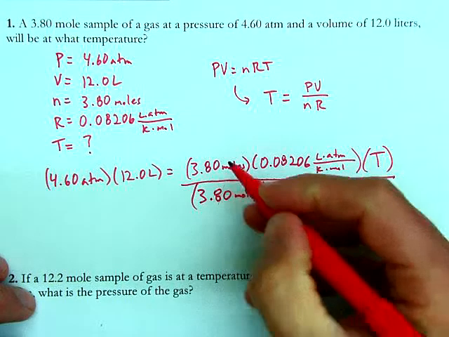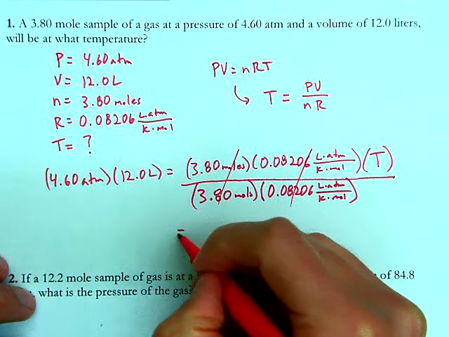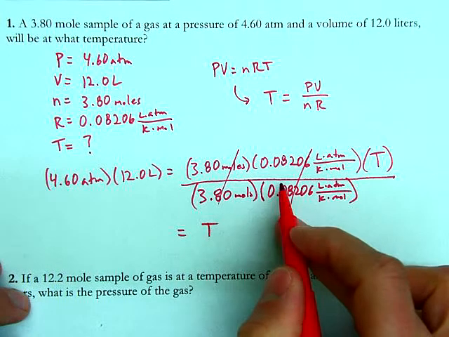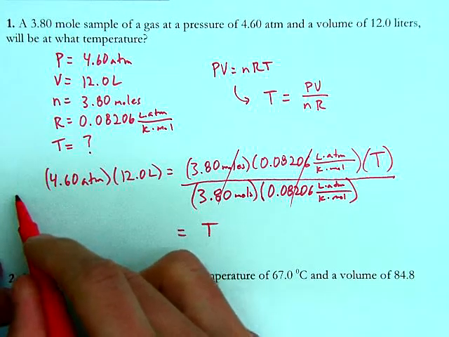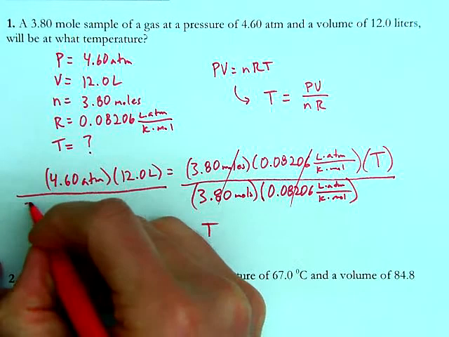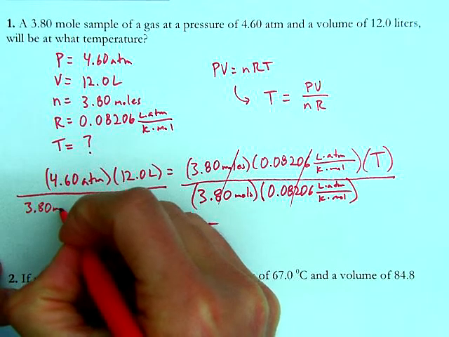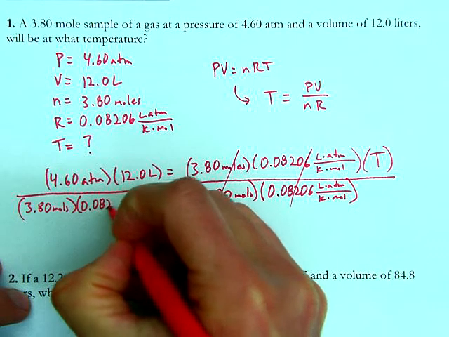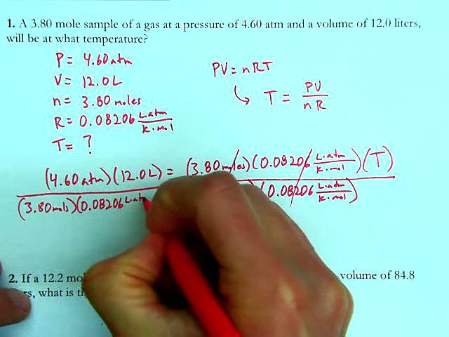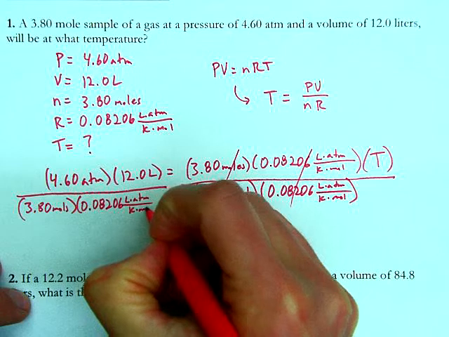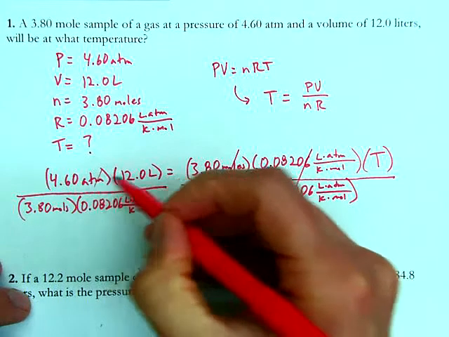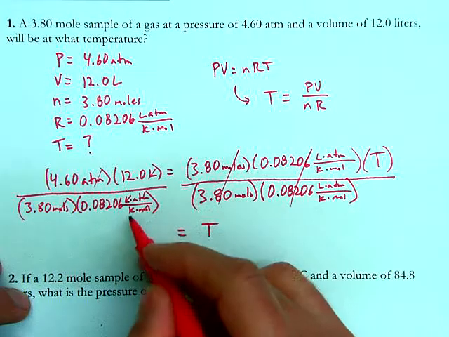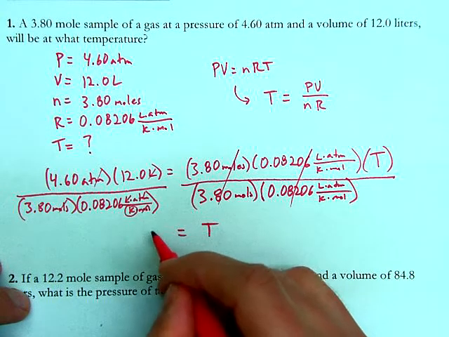If we do that, these both will cancel and leave us with T on the right side of the equation. Whatever we do to the right side, we're going to do to the left side. So this side has to get divided by 3.8 moles times 0.08206. Again, atmospheres is going to cancel, liters is going to cancel, moles is going to cancel, and the only thing that's left will be our temperature in K.